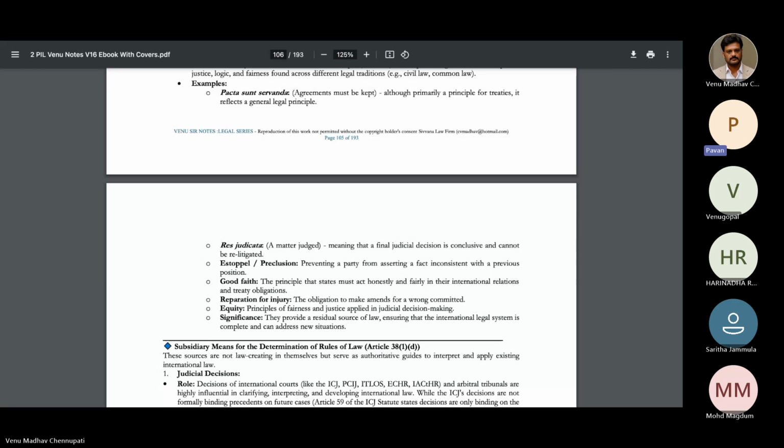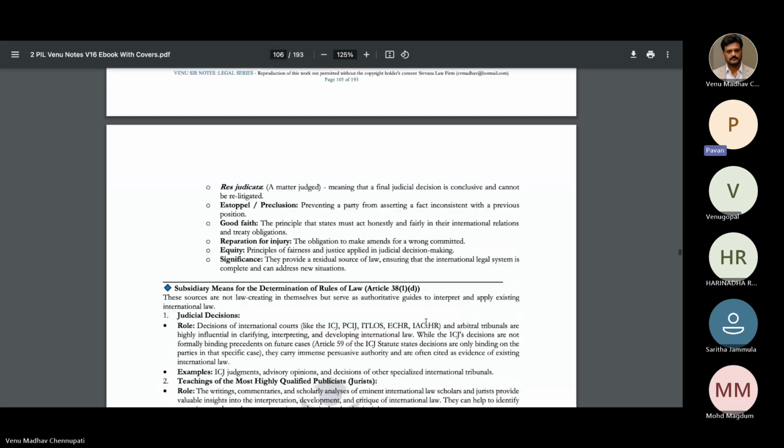Reparation for injury, or reparation: the obligation to make amends for a wrong committed. Equity: principles of fairness and justice applied in judicial decision making. Significance: they provide a residual source of law, ensuring that the international legal system is complete and can address new situations.